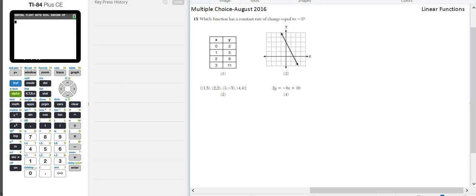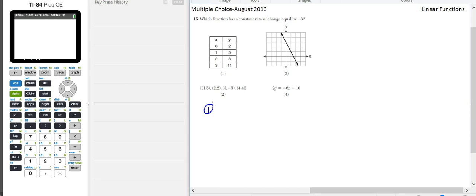We want to know, is choice 1, the table, choice 2, the sets of coordinates, choice 3, the graph, or choice 4, the equation? Which one of these has a slope or rate of change equal to -3? So we're going to have to try out each of the answer choices and find their slope or rate of change. Let's start with choice 1.